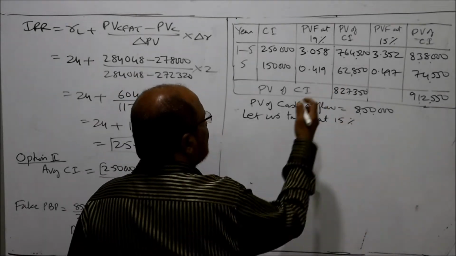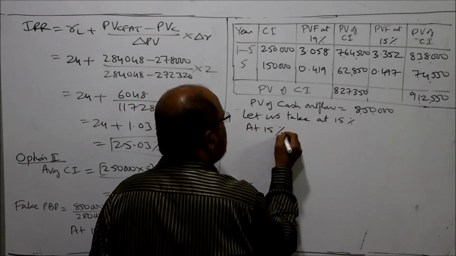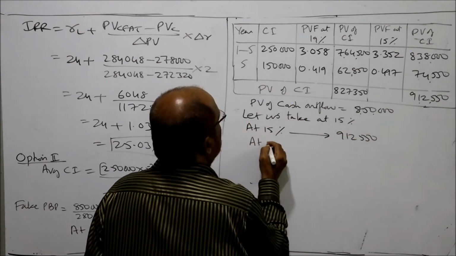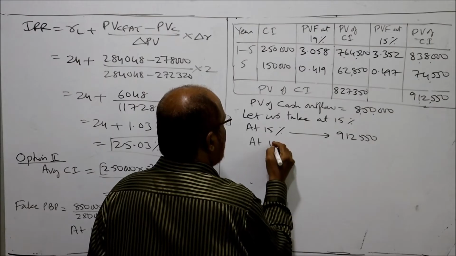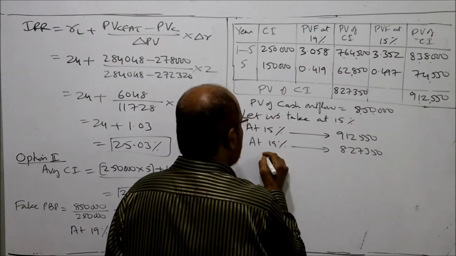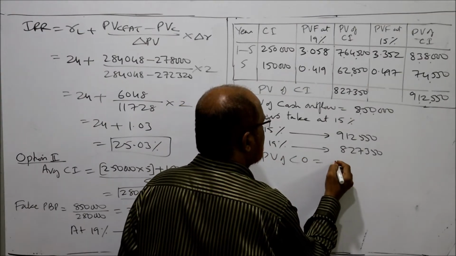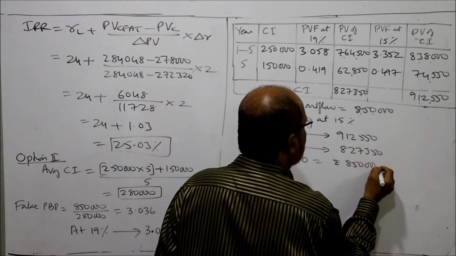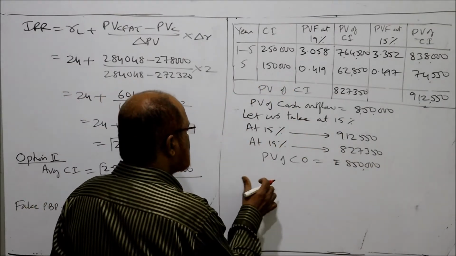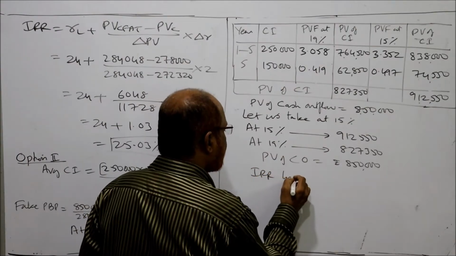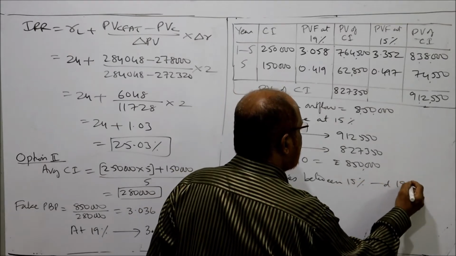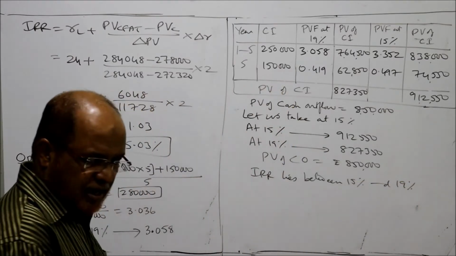See, at 15%, we got 9,12,550. At 19%, we got 8,27,350. PV of cash outflow is equal to rupees 8,50,000. So one value is more than 8,50,000, the other value is less than 8,50,000. So IRR lies between 15% and 19%. 15 और 19 के बीच में IRR है.